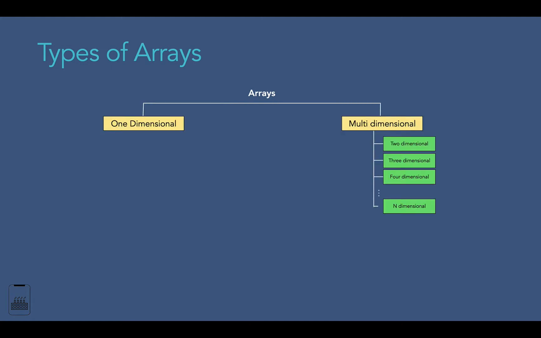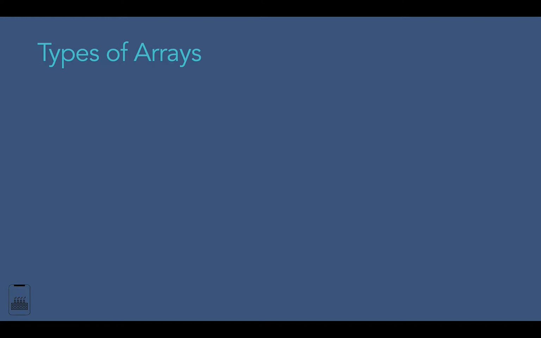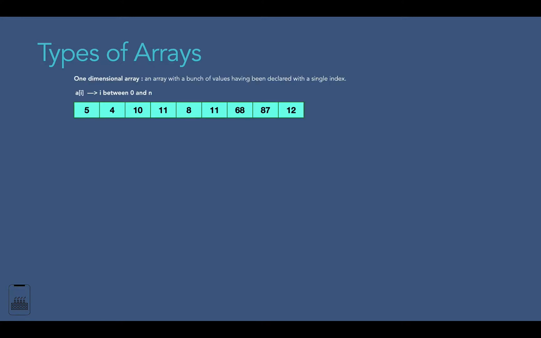In multi-dimensional arrays, you can have a two-dimensional array, three-dimensional array, four-dimensional array, and it continues until an n-dimensional array. So let's see what we mean by this. The simplest type of array is the linear array, which is also called a one-dimensional array. It's an array with a bunch of values declared with a single index. A one-dimensional array is the one which has a single row and multiple columns, as shown over here.